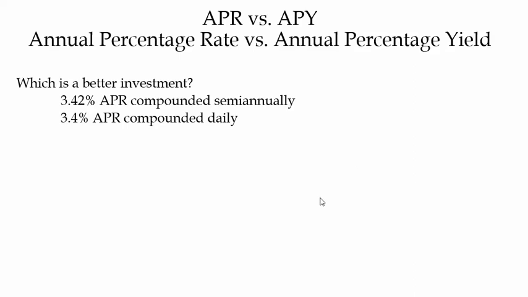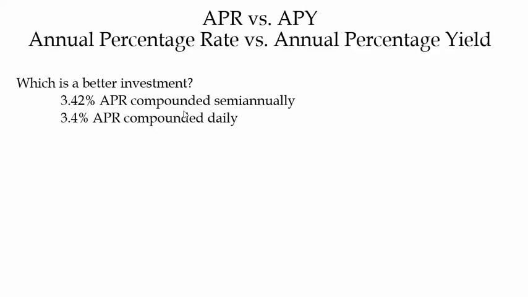In this video, we're going to talk about the difference between APR and APY. APR stands for annual percentage rate, and APY stands for annual percentage yield. When you're looking at an investment, you need to see which one of these is listed in the description of the loan or maybe a credit card that you're looking at, because they're slightly different.